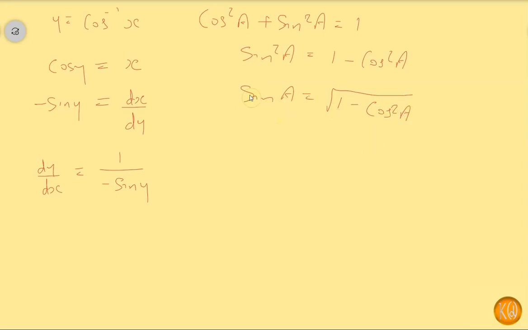So we would apply this to the problem right here. dy by dx, and since this is a fraction, the negative sign can go in the numerator, so you can have the negative one up here, right? And applying this, we would get sine y to be the square root of 1 minus cos squared y.